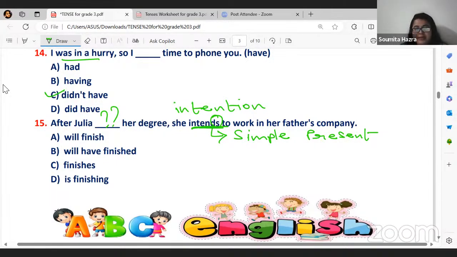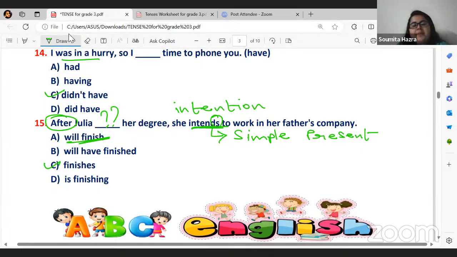Now tell me, 15. B. Sorry, not B. C. After Julia finishes her degree. Now, when you see this after, you have this tendency of thinking that it will be written in future tense, right? Many of you have written option number A. I will tell you why we will not use option number A over here.